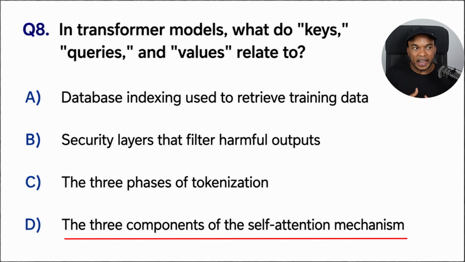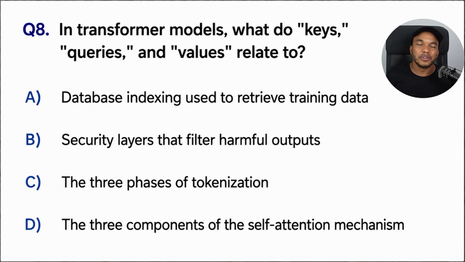The key will say, okay, here is exactly what I am. And then your values will actually deliver the actual information once a match has been found. That's how all these three come together to provide context and relationship for the words in your user's prompt. So D is the answer, the three components of the self-attention mechanism.